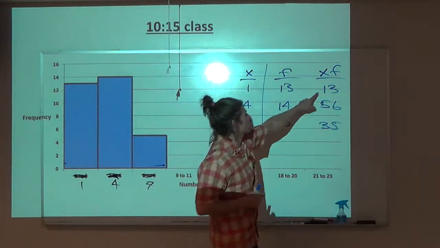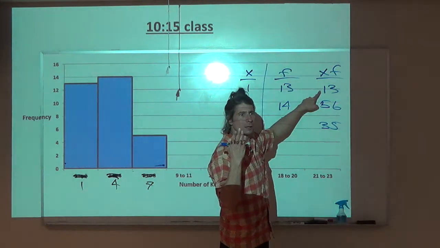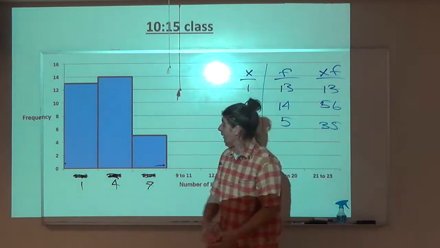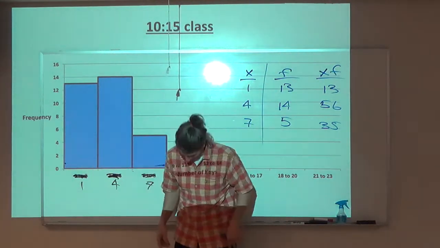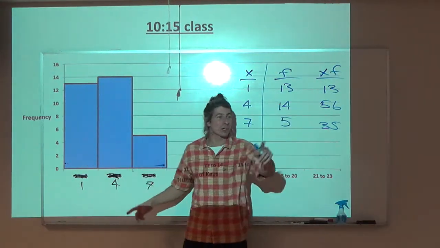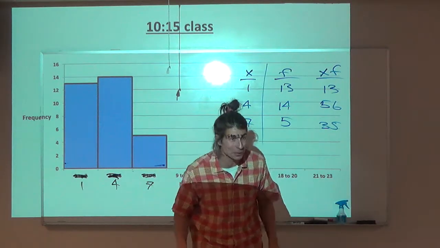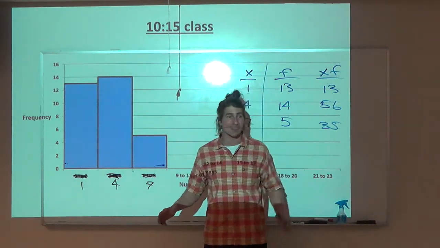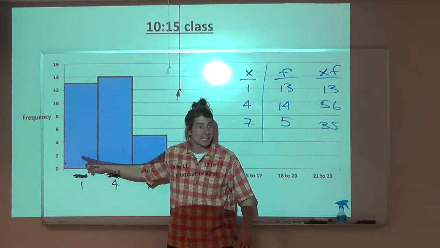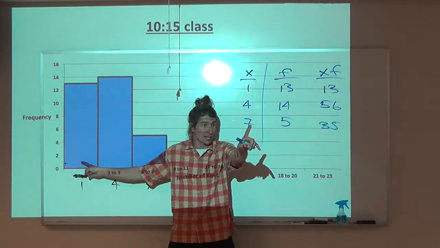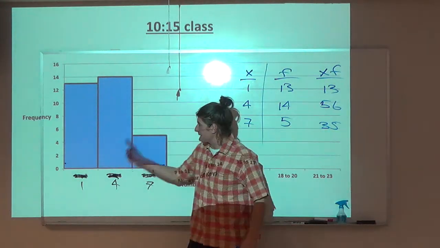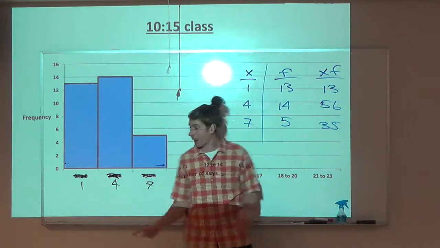So 13 keys where? Everywhere in this bar. So we're assuming there's only 13 keys in the world. Our job is to find them all. It's like a Dan Brown novel. There are 13 keys in this bar. That's the assumption. There are 56 keys in this bar. And there are 35 keys in this bar.